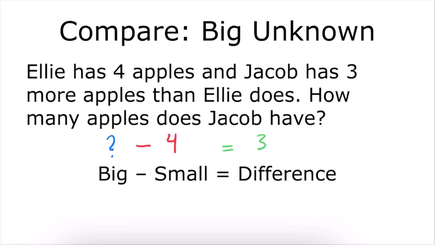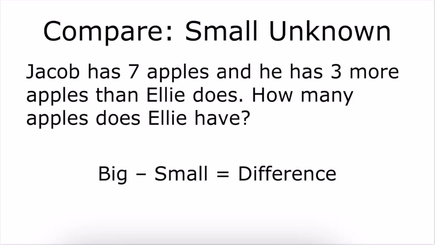And you could say, well, if you take Ellie's amount and you add 3 to it, then that's going to equal Jacob's amount. And this math fact communicates the same information, and so students could solve it in either way. Basically, it's whichever way makes the most sense to them. And then you can also have word problems where the small value is unknown.